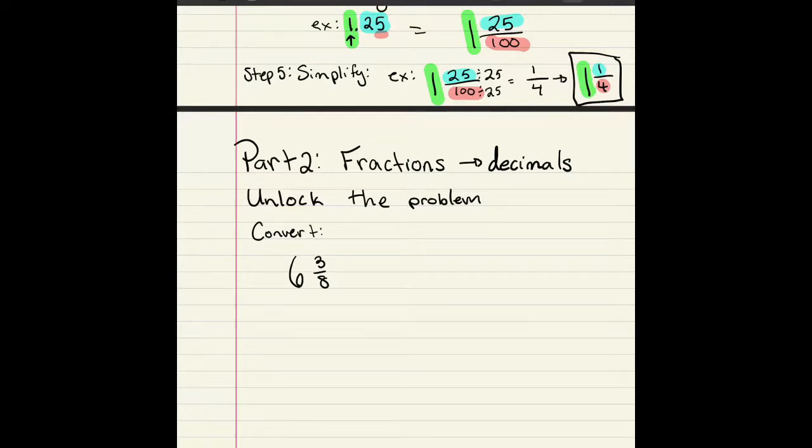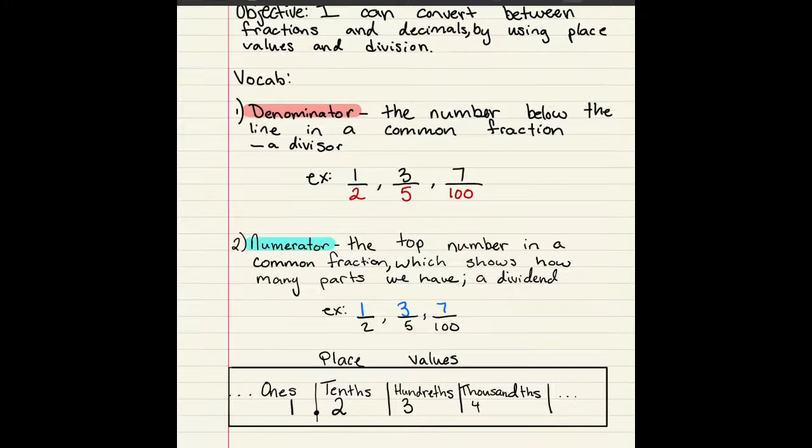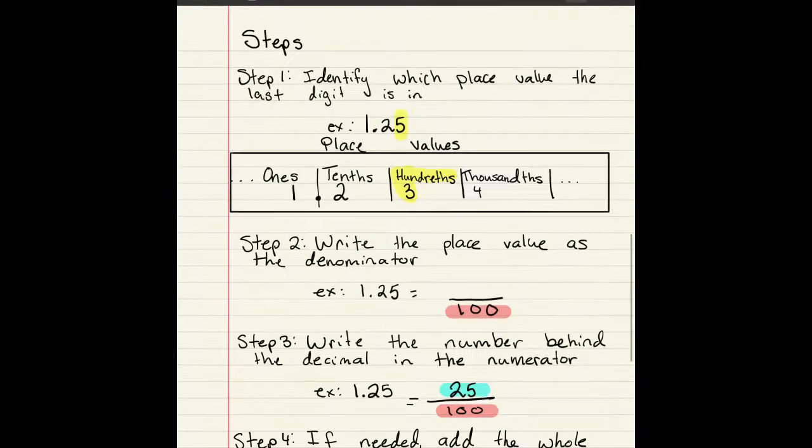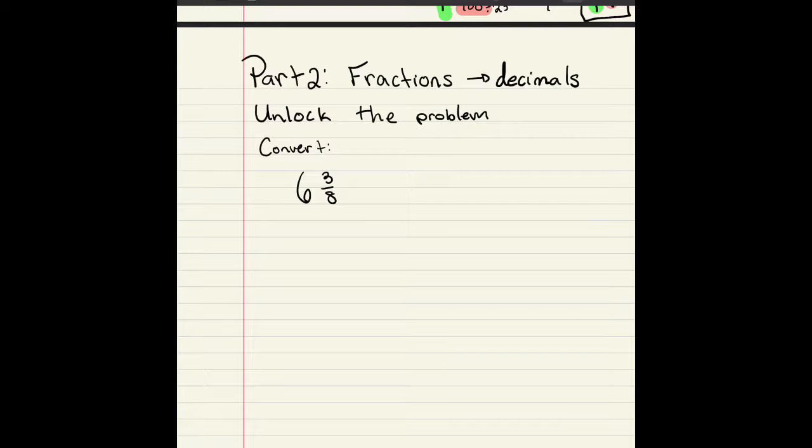Okay, part 2 is fractions to decimals, and let's jump right into unlock the problem. So you need to convert 6 3/8 into a decimal. Remember, rewind time back to the beginning of the lesson, we were doing vocab. I said the denominator is our divisor and our numerator is our dividend. So when you have to turn a fraction into a decimal, you have the top, our dividend, our numerator, fall down.